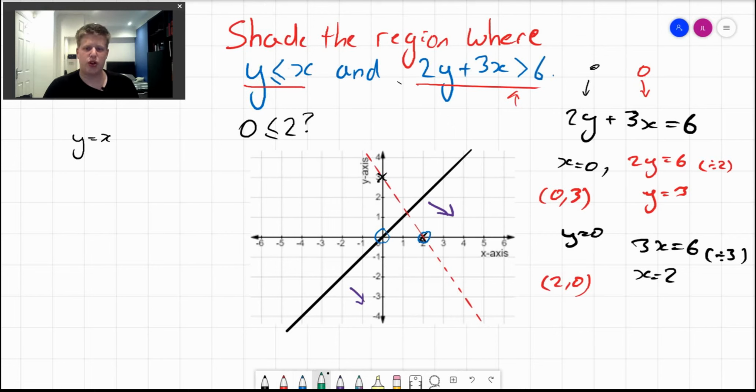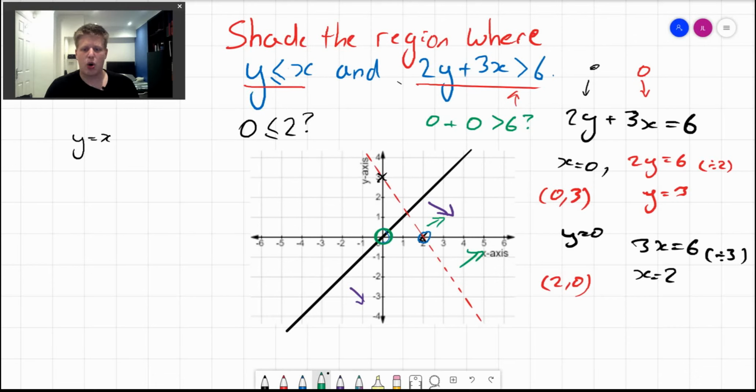Now we need to find out which region we're looking for. Now that this is not on the origin, let's use (0, 0). So our question is: 2 lots of 0, which is 0, plus 3 lots of 0, which is 0, is that greater than 6? No, it's not, which means that the point (0, 0) is not in the region we're looking for, which means that we're looking at the region on the other side of this line, which is this region here.